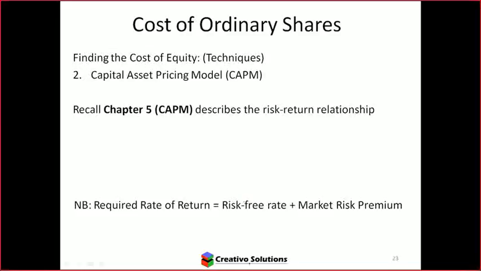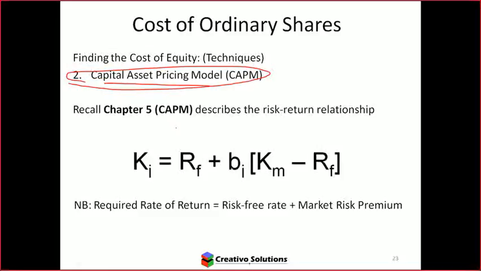Alright, so now we're looking at the next technique. Remember, we're still focusing on ordinary shares. We're just looking at another technique to find the cost of equity. So do you guys remember what CAPM stands for? Capital asset pricing model. And what does it describe? The relationship between risk and return. Do you agree?